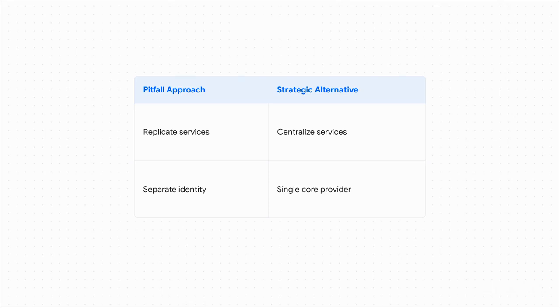The strategic move here is actually simple, but it is so powerful. Stop replicating and start centralizing. Instead of building out separate identity services in each cloud, you use a single, best-in-class identity provider that serves all of your environments. This doesn't just slash your costs, it creates a single source of truth, which dramatically improves your security posture and simplifies management.